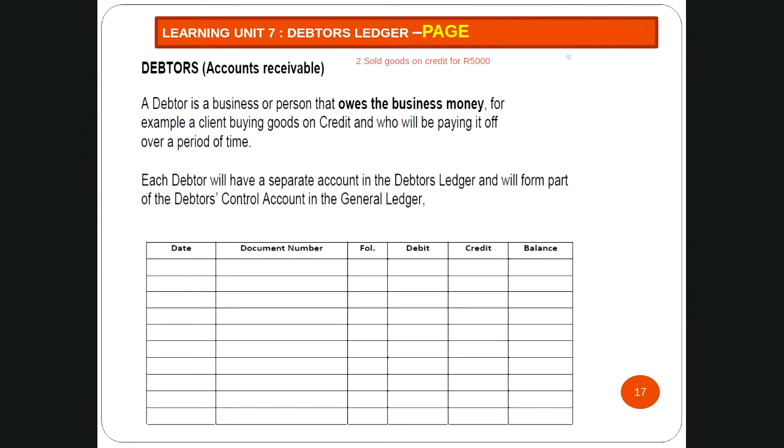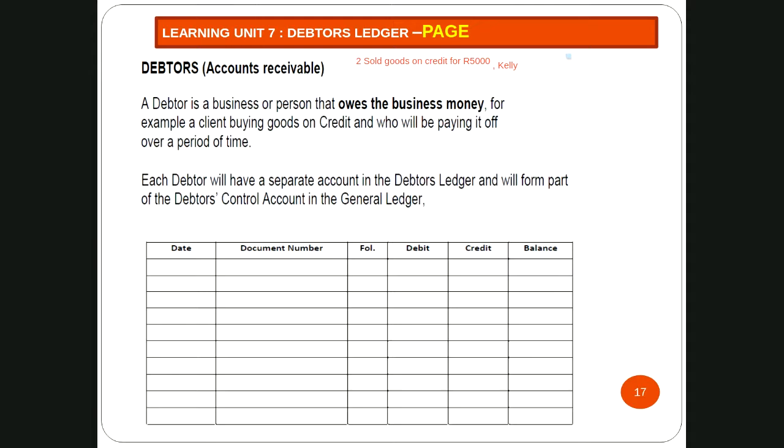Now, let me write here, because I need to be specific. Let me still sell to Kelly. Let me use Kelly for now. So we sold goods on credit to Kelly for how much? For 5,000. And let's say we are in the month of September. This is our month. So what I'm going to do, I'm going to come here.